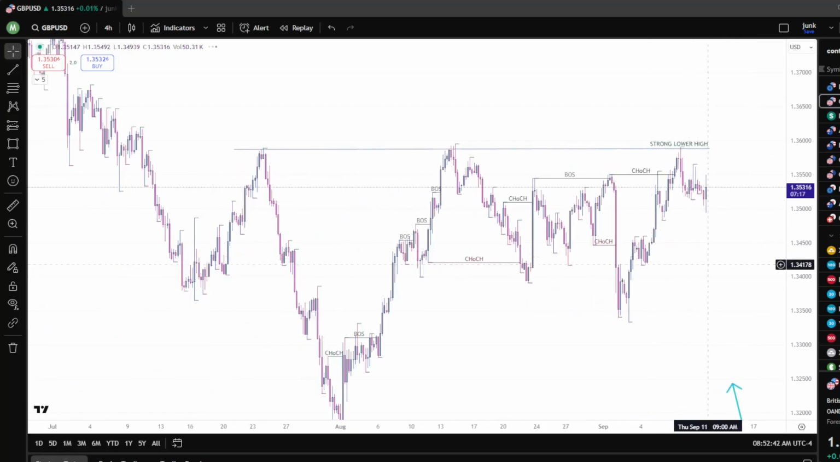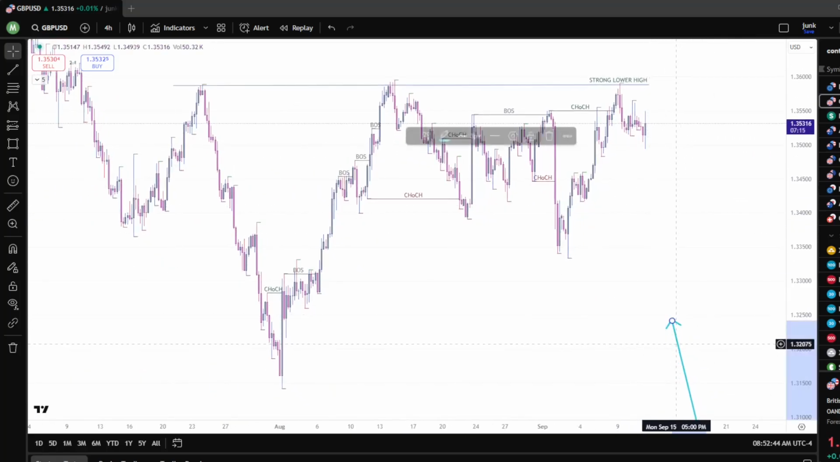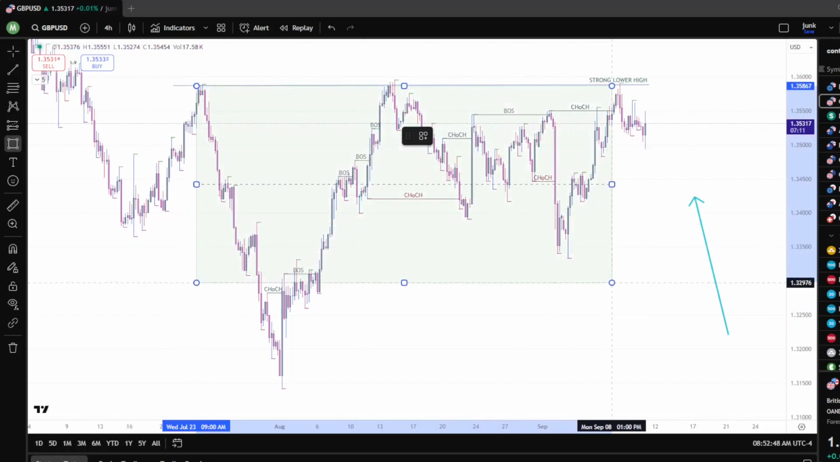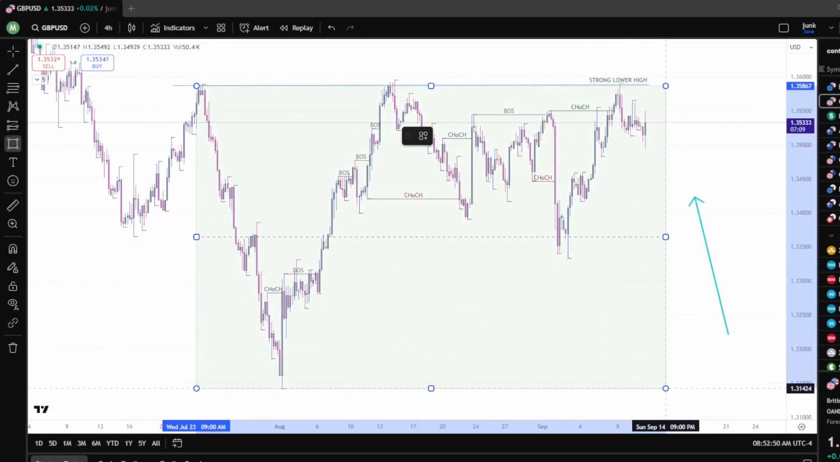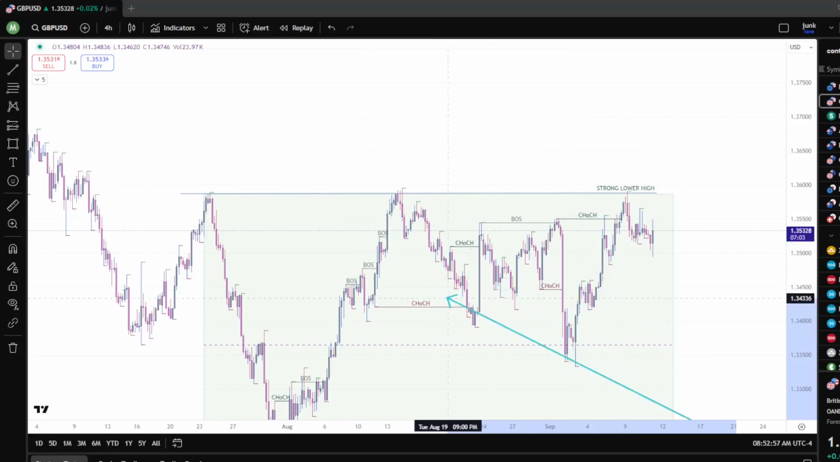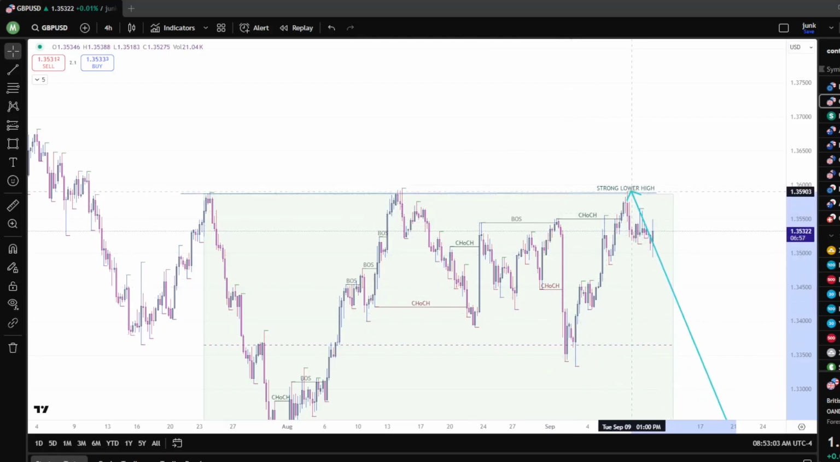GBP USD. Let's go map out the current range. And this is, well, overall bearish swing structure, but has been consolidating up into premium, with this being resistance, this being support. It kind of swept this liquidity under these lows, but then wasn't able to push past this lower high, which formed this range.